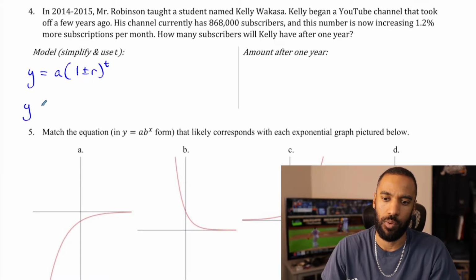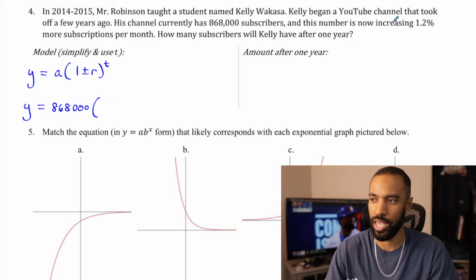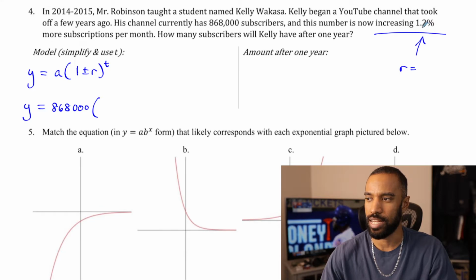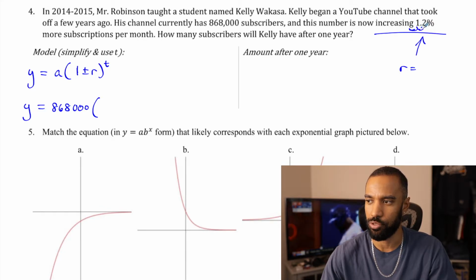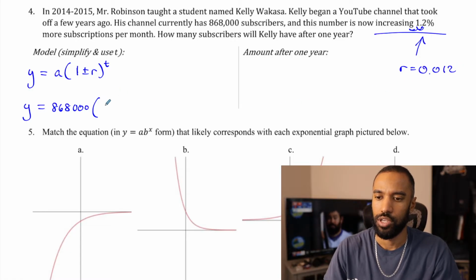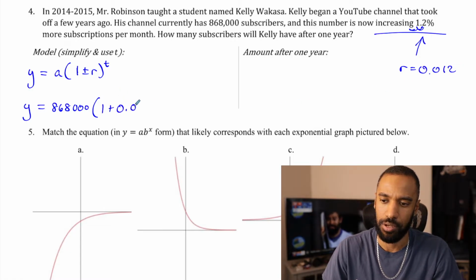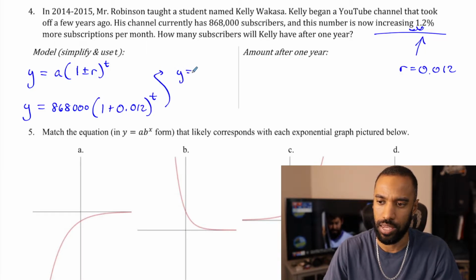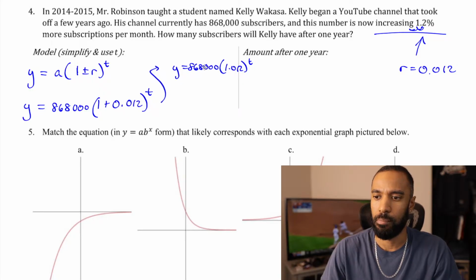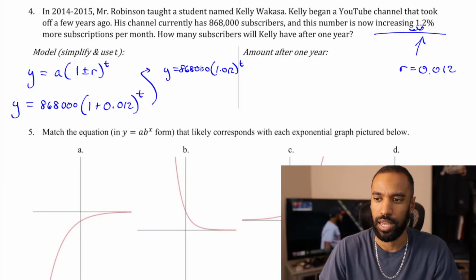If we're looking at this formula right here to use, we want to find out how many subscribers he has after t months. So we can write y equals, he starts out with this many in the model. He is increasing his number of subscribers. This represents r, but you have to take this percentage and shift it 2 places to the left to get the decimal. So we are going to do 1 plus 0.012 to the t power. So the model is y equals 868,000 times 1.012 to the t power. That's the model representing Kelly's subscription base.